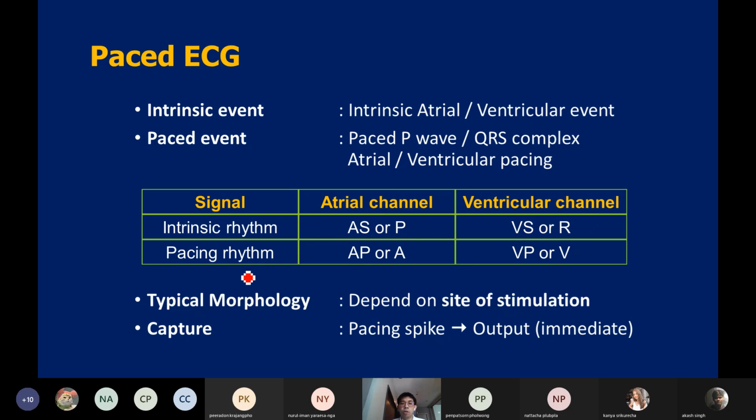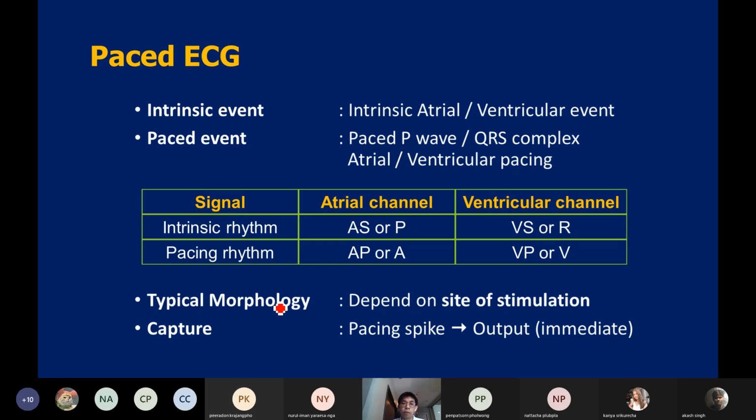But if there is no intrinsic activity in the atrial channel, the atrium has to pace, which is called a pace. There should be a spike before the P wave. And if the ventricular channel cannot sense anything, it would pace, with a spike before the QRS complex. It is called V pace.